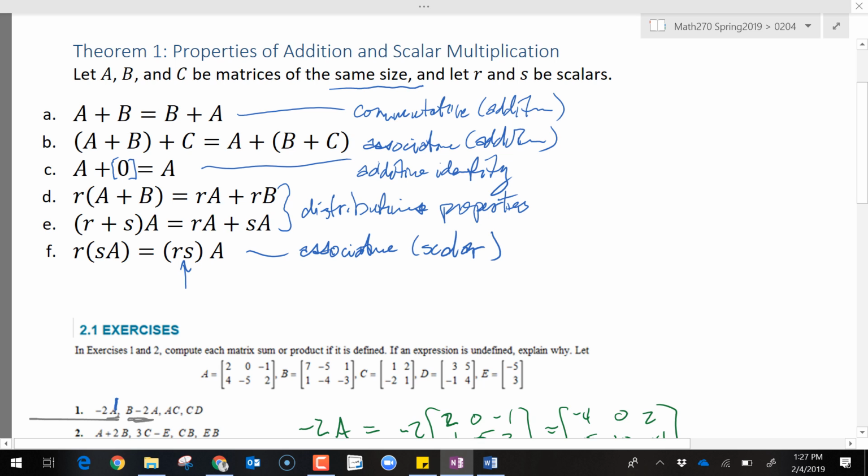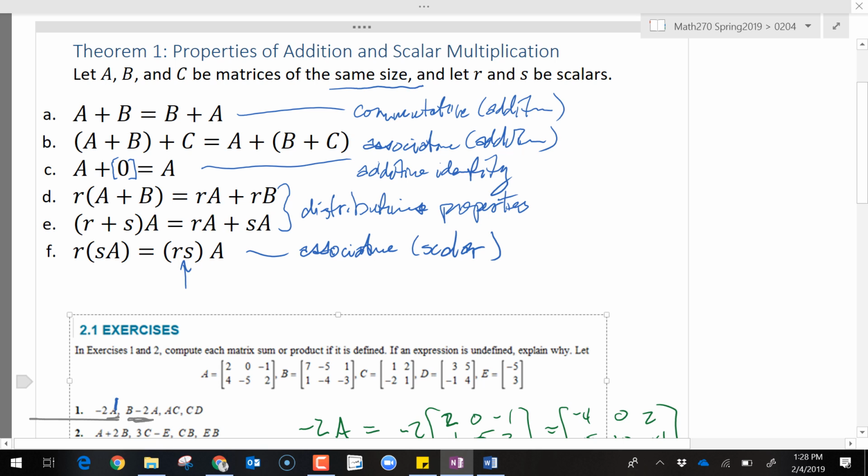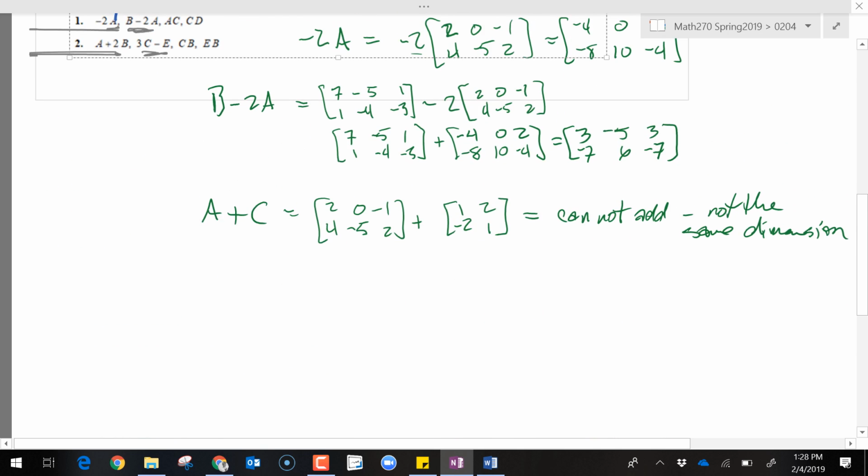All right, any questions for now? Associative with scalar. Okay. All right, now let's take a look at some multiplicative properties. Let's do some examples first of multiplication.